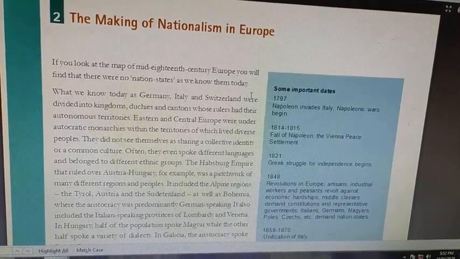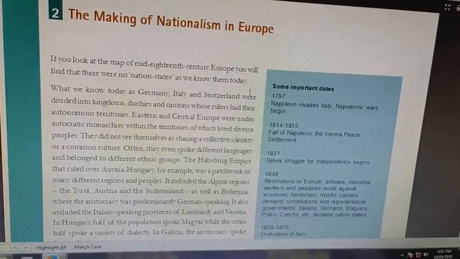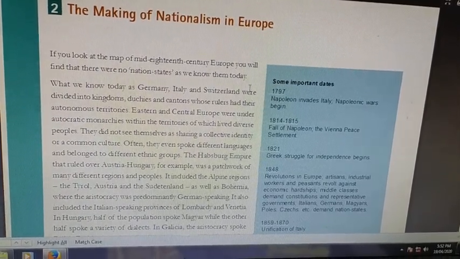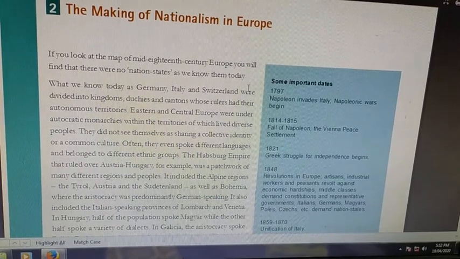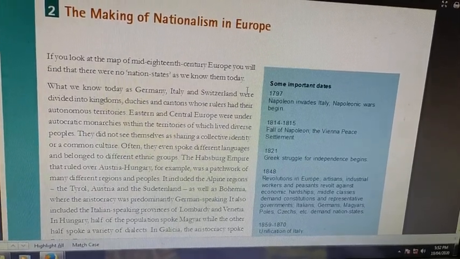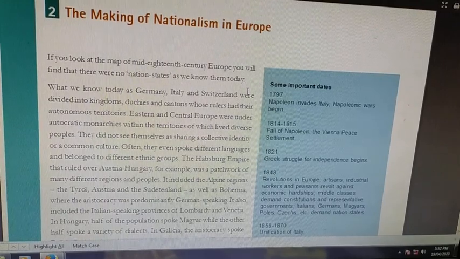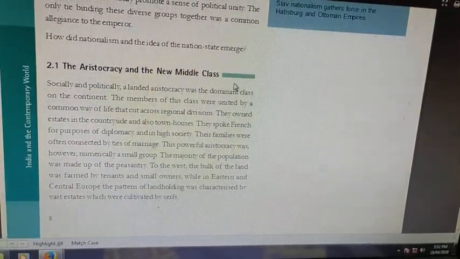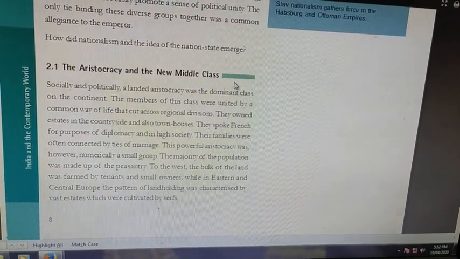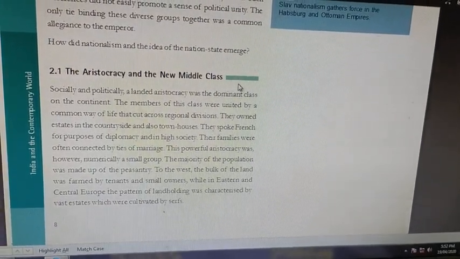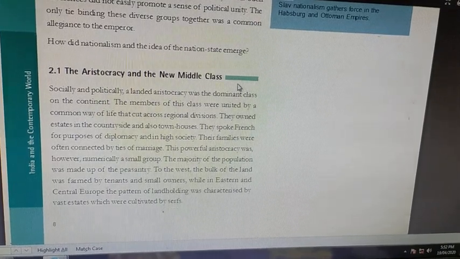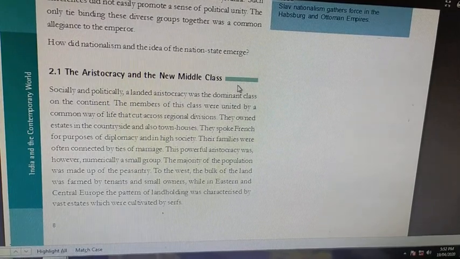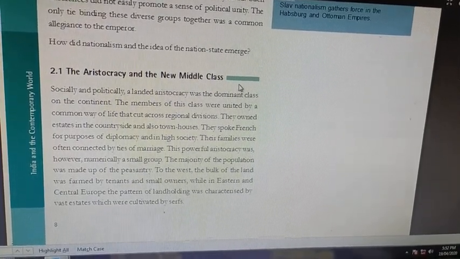Now we'll go to our second part, that is the making of nationalism in Europe. You know that Germany, Italy and Switzerland were divided into kingdoms, duchies and cantons whose rulers had their autonomous territories. First, we look at the aristocracy and the new middle class. Socially and politically, a landed aristocracy was the dominant class on the continent. The members of this class were united by a common way of life that cut across regional divisions.